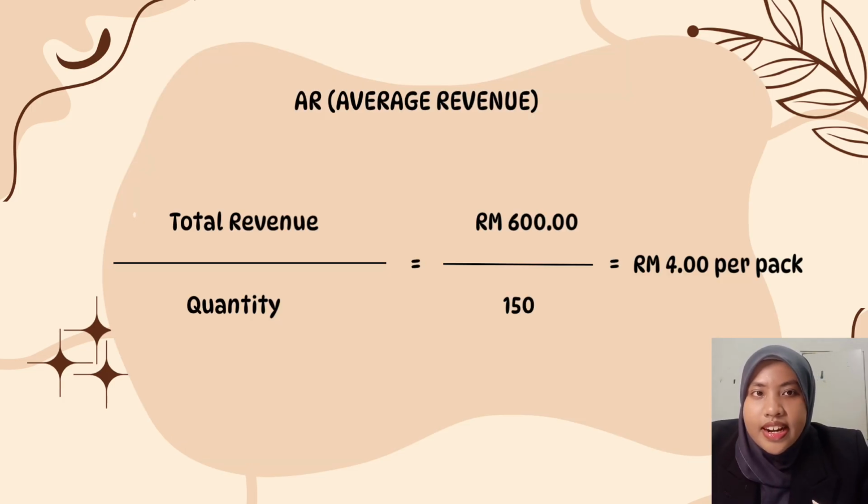So now is AR. AR is average revenue. AR, we can say, is total revenue divided by quantity. So now we take 600 ringgit divided by 115, and we get 4 ringgit per pack.